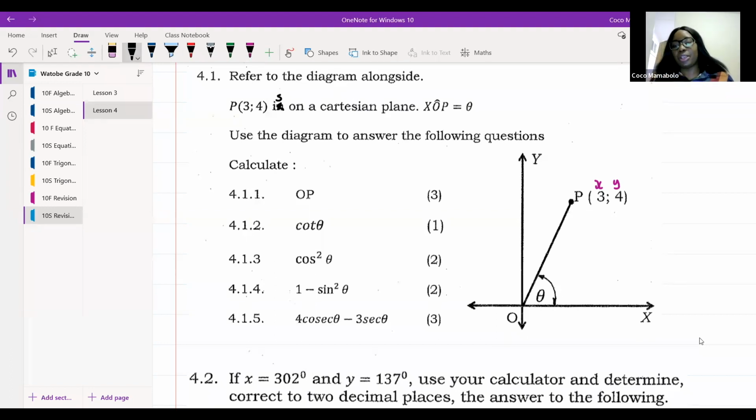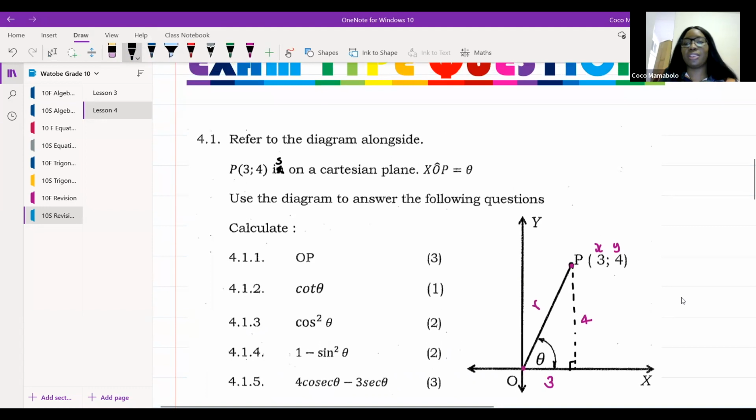Okay, so what I'm going to do is I'm going to take my P and make a right angle triangle with my X-axis so that I've got a nice right angle triangle. And I know that my X value will go on the X-axis. So this becomes 3. My Y value will go on the side where it's parallel to the Y-axis. And then OP is going to be my R value. But before we even continue, we need to remind ourselves.